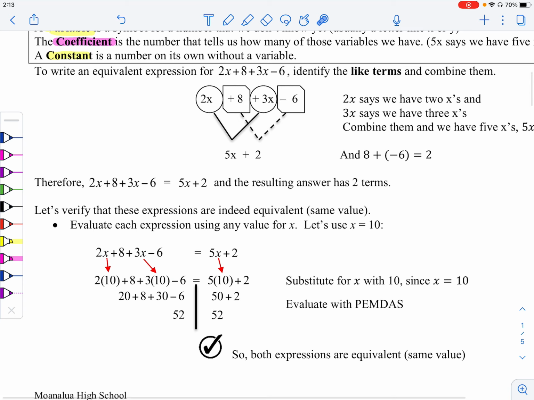So traditionally, you might have seen, right? You can circle your x's. You get 2 here, 5 here, or 3 here. You get 5 together. You circle your constants like 8 and -6. 8 minus 6 is 2, and then you have your new expression.